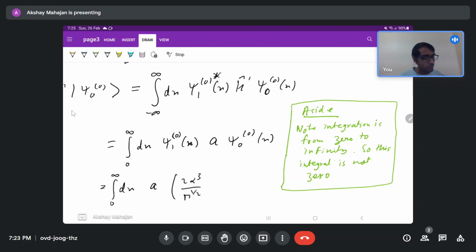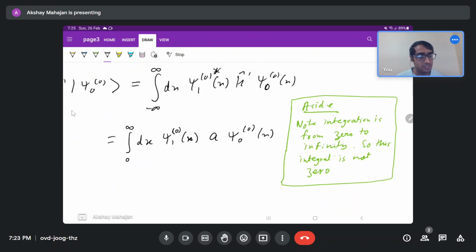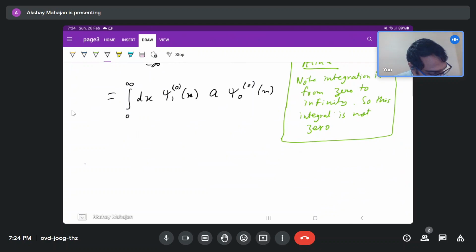That confusion comes because whenever we see this kind of term, we say that psi 1 of 0 of x is orthonormal to psi 0 of x. But that will happen only if you have an integration from minus infinity to infinity. Now we have integration from 0 to infinity, so it will not be orthonormal. So for a second I also got confused. Just in case you also get confused and wonder why this is not directly 0, that orthonormality needs the integration from minus infinity to infinity. Then the complete integration will be 0, because of orthonormality. Okay, now we just have to do the integration.